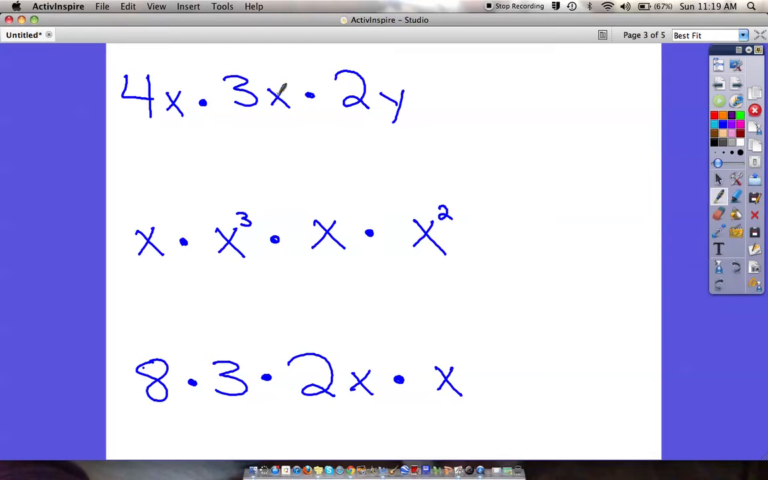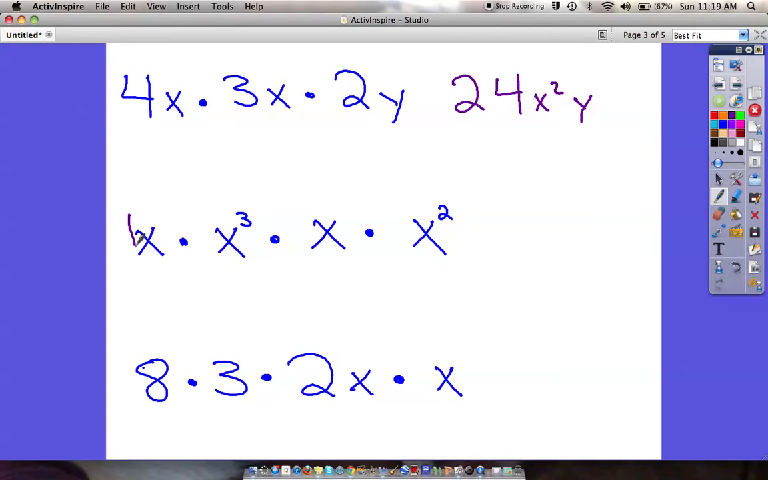So if I have 4x times 3x times y, okay, 4 times 3 times 2, that's 12 times 2 is 24. My number is going to be 24. Now, x times x we know is x to the second power, but then we have times y, and we can just put that at the end.